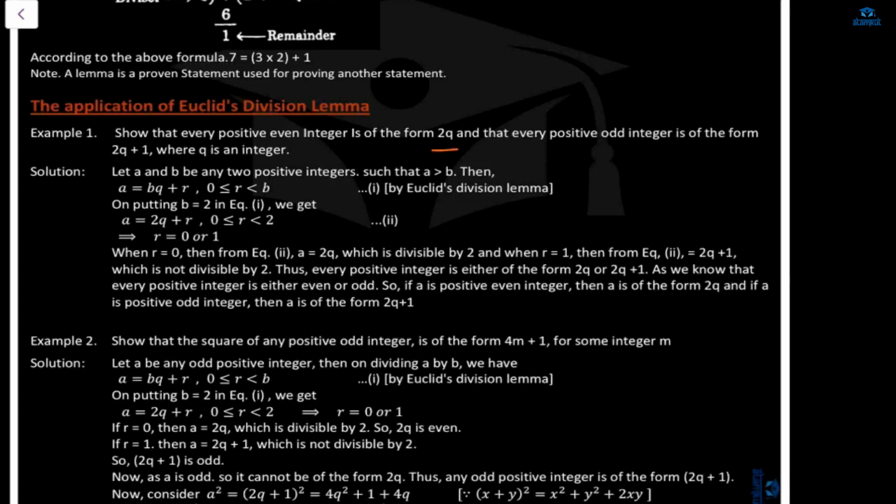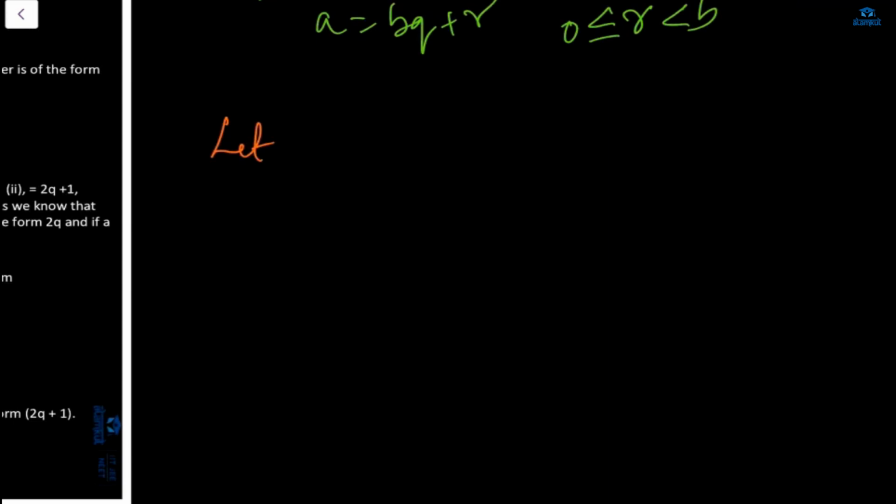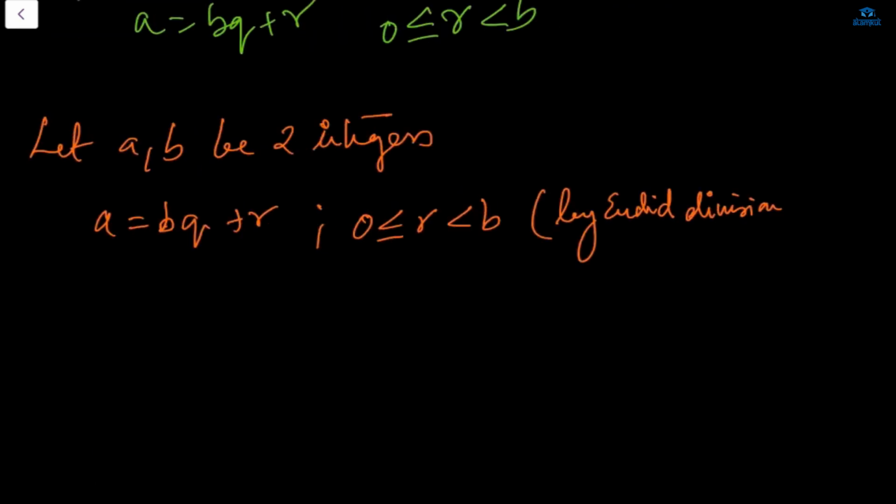Now, let a and b be any two integers. When we are dividing, let us apply the division algorithm, sorry, Euclid's division lemma: a is equal to bq plus r, where the r value should be greater than or equal to 0 and less than b. This is by Euclid's division lemma. Now we have got this.